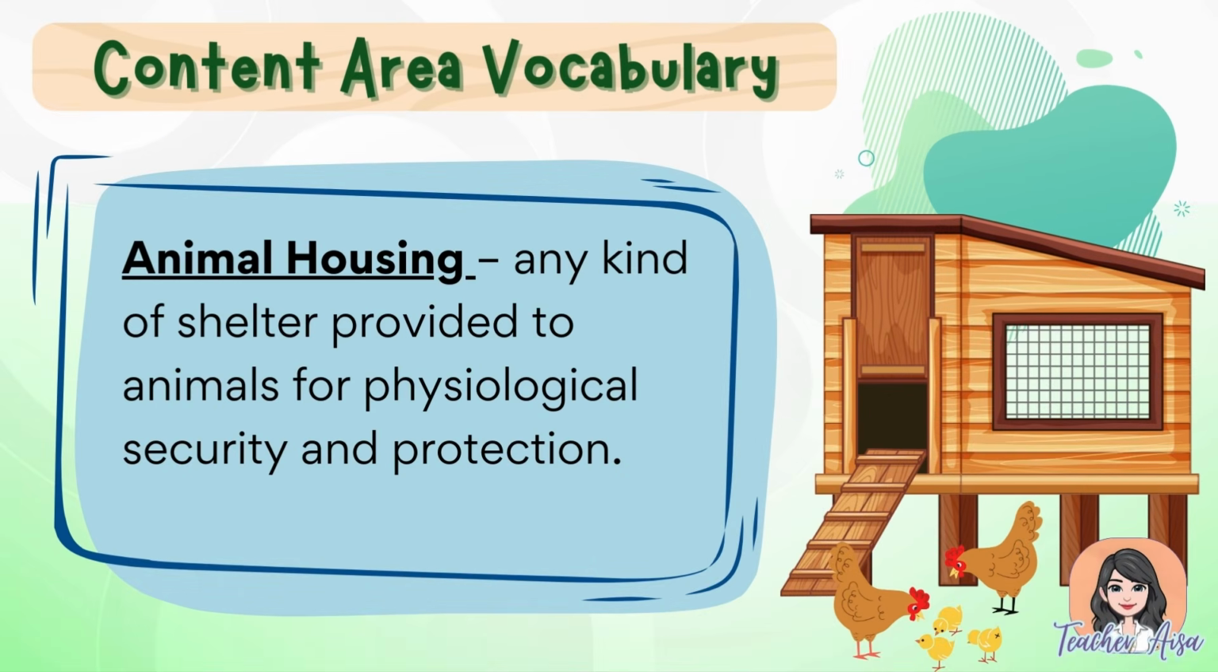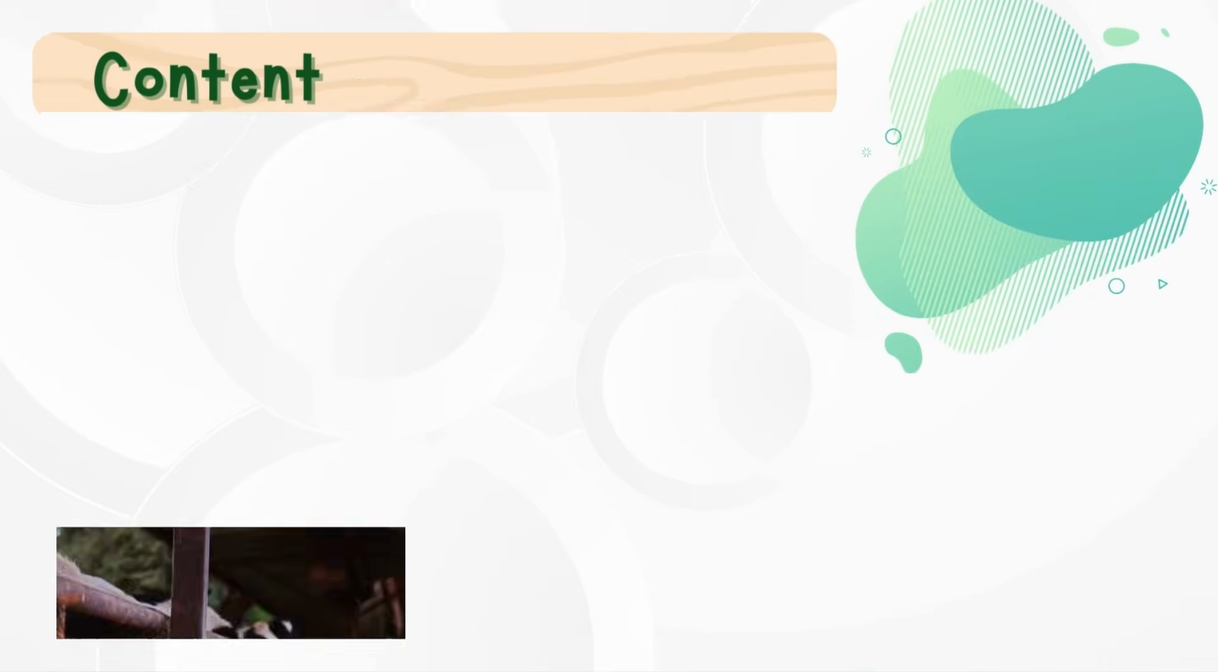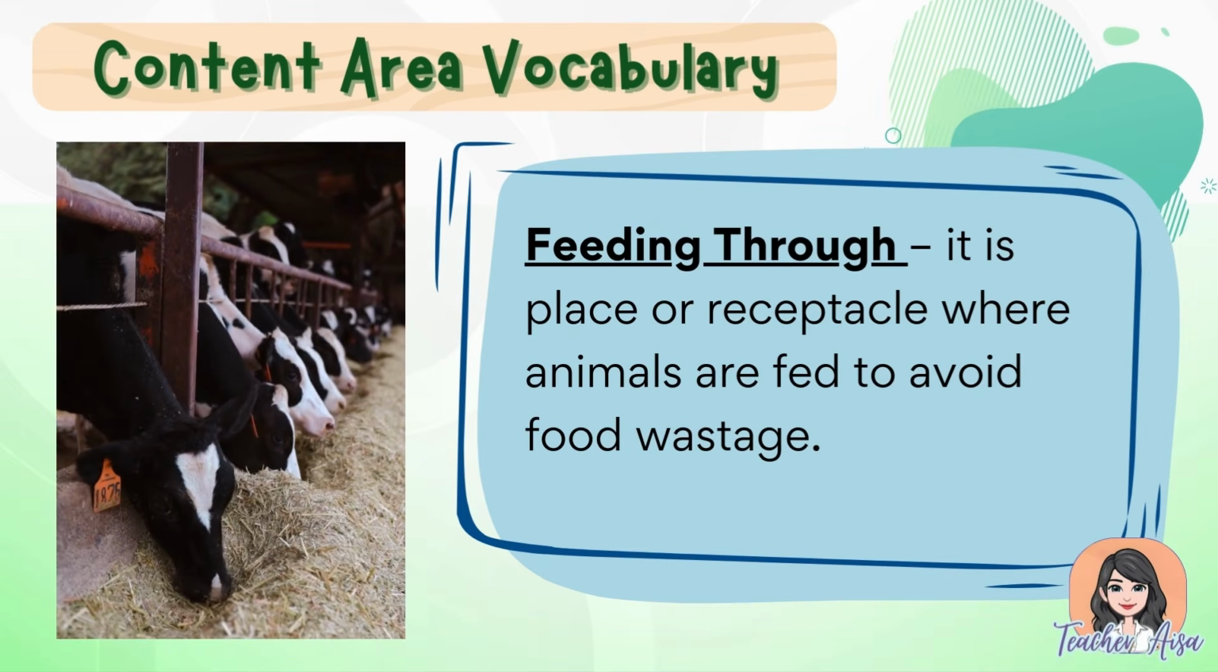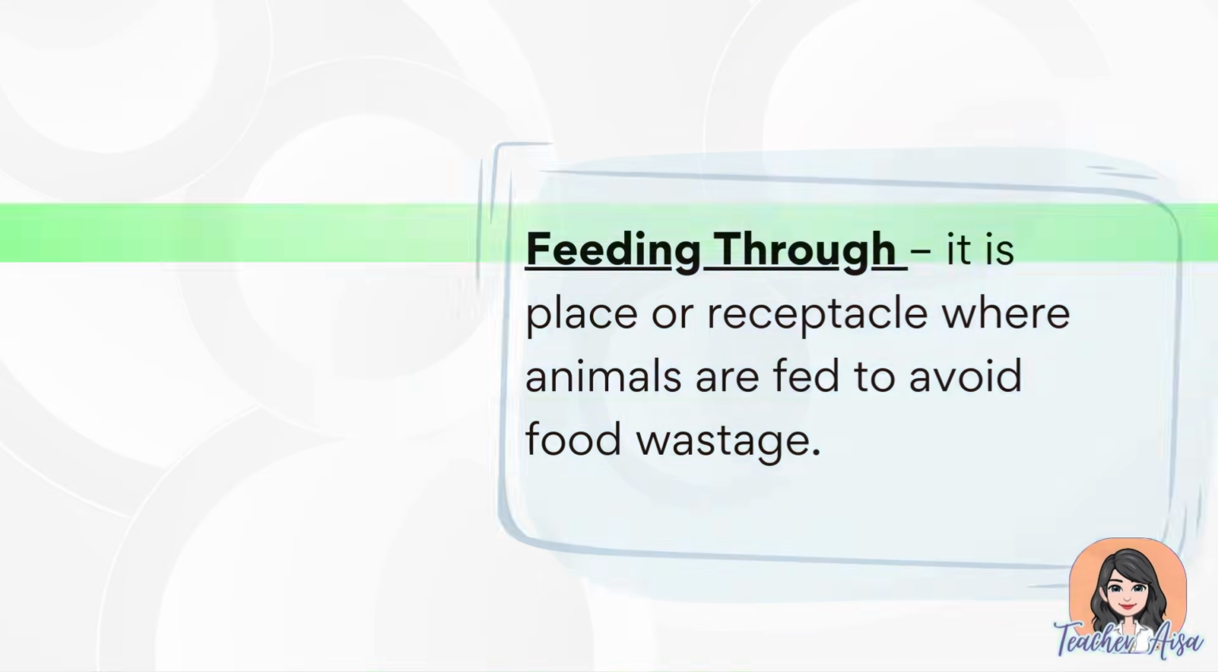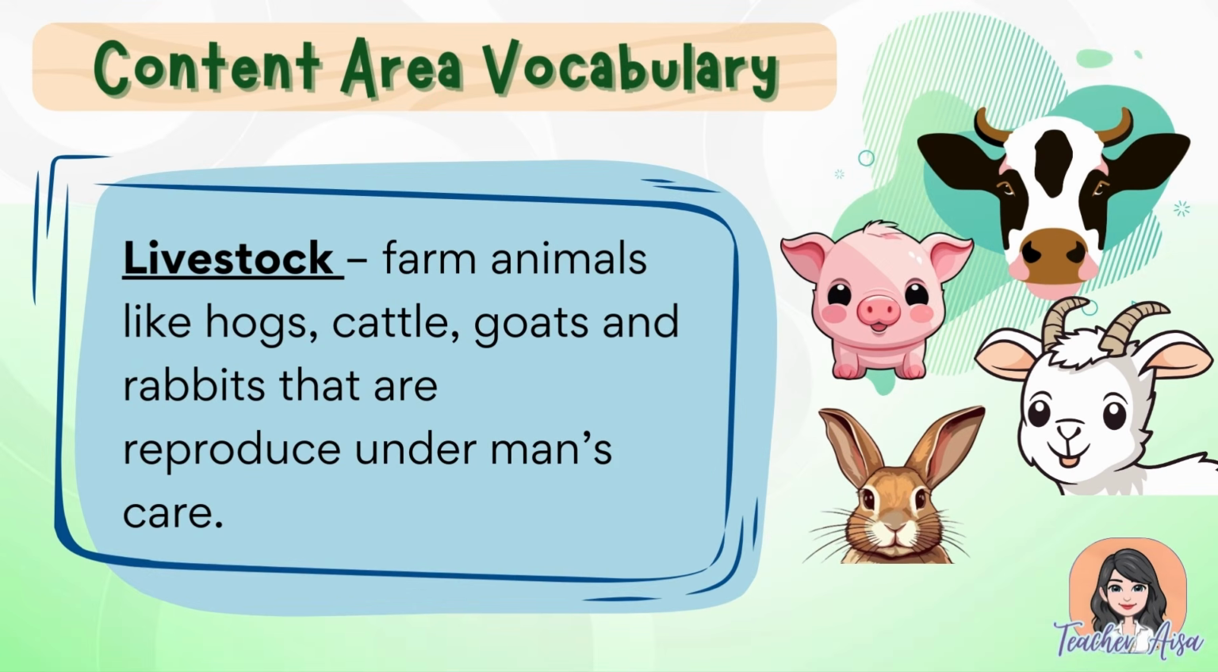Now let's unlock some vocabulary words. First, animal housing. It is any kind of shelter provided to animals for physiological security and protection. Feeding trough. It is a place or receptacle where animals are fed to avoid food wastage. Livestock. Those are farm animals like hogs, cattle, goats, and rabbits that are reproduced under man's care.